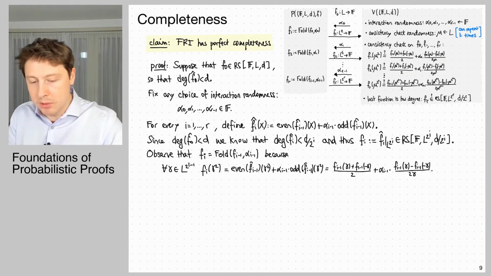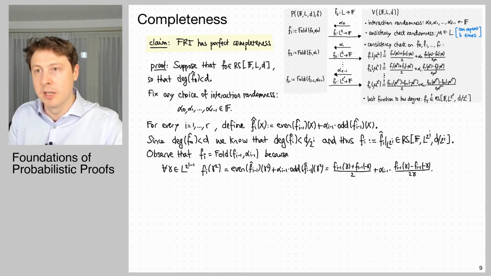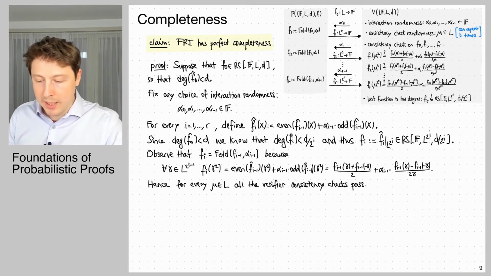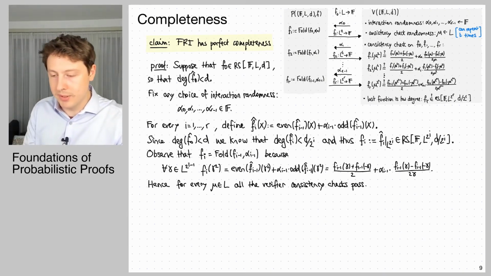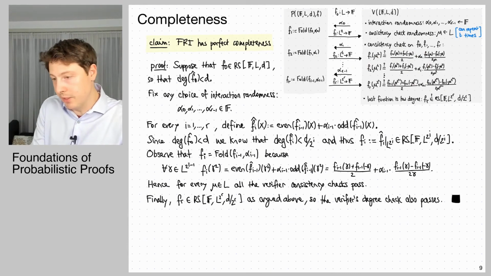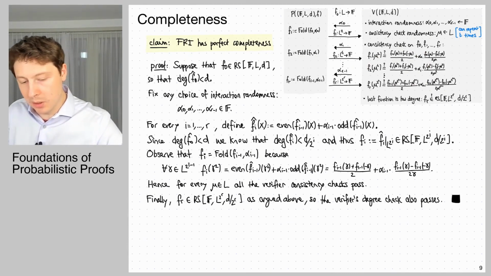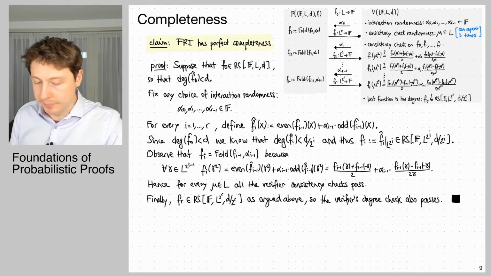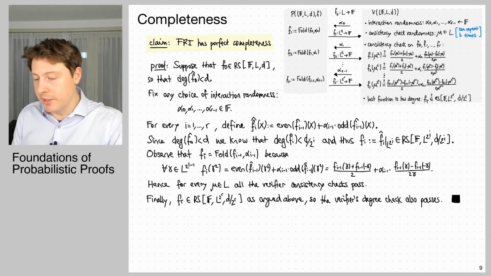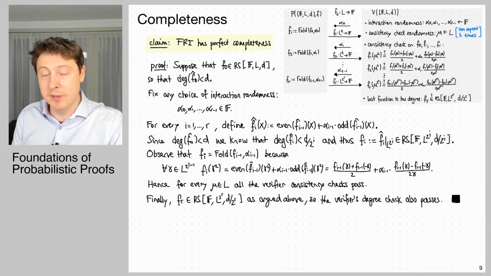But this is the value of fold, right? So it means that this correct, low degree function that is computed by the prover at each round really is the folding. So folding is the correct thing to do, okay? And therefore, for every mu, all of these checks will pass. And finally, as argued above, this final one will be in the correct Reed-Solomon code. And so all the verifier's checks pass, whether consistency or degree.